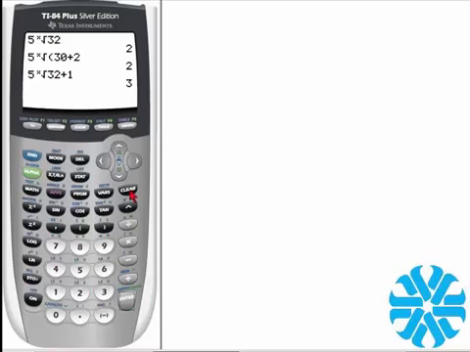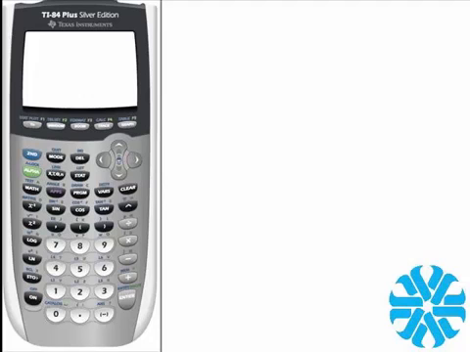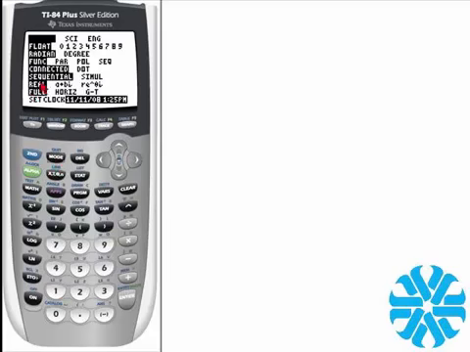So let's go ahead and clear the screen, and we'll go on to the next example. For the last example, let's compute a root that has a non-real answer. So what we need to do is, let's go into the mode key, and remember, right now we're in the real mode. So let's change it to the complex mode, right here where it says a plus bi. So we move the cursor down, and move it to the right, and then we select enter.